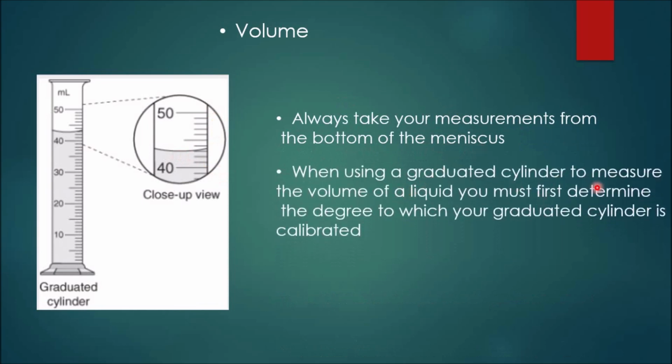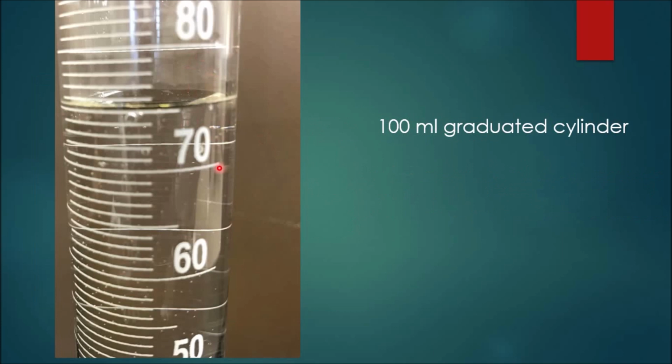When using a graduated cylinder to measure the volume of a liquid, you must first determine the degree to which your graduated cylinder is calibrated. Between 40 and 50, there are 10 divisions. Each one we count as 1 ml. So we read this as 41, 42, 43 ml. More accurately, we read this as 43.0 ml. The last digit is the estimated digit.